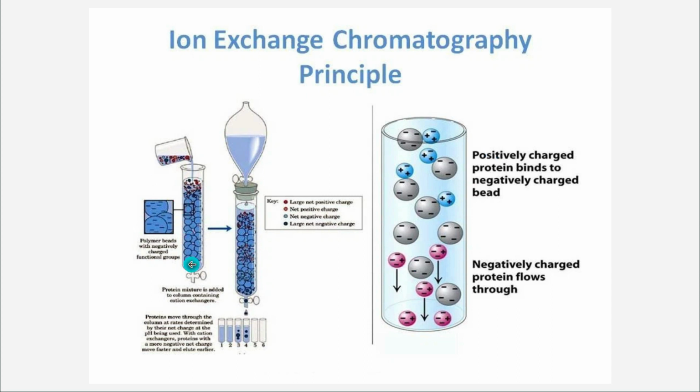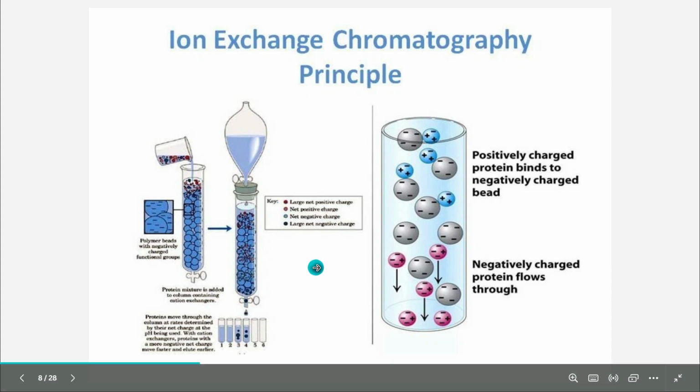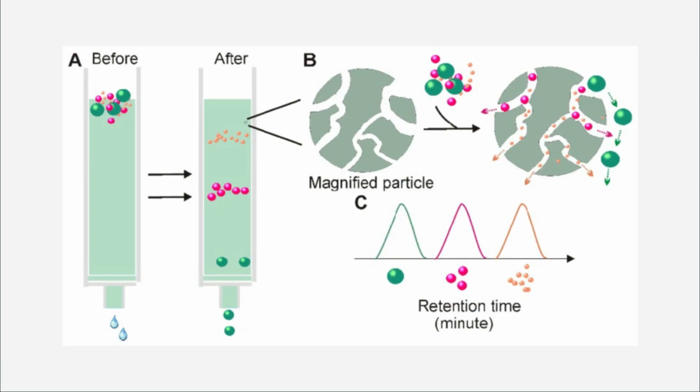You have different beads, which might be positive or negative. Here we are seeing the negative charge. Once the mixture is poured inside this column, the positively charged molecules get attracted to the negatively charged beads, and the remaining molecules present in the mixture get eluted. This is based on ion exchange chromatography.